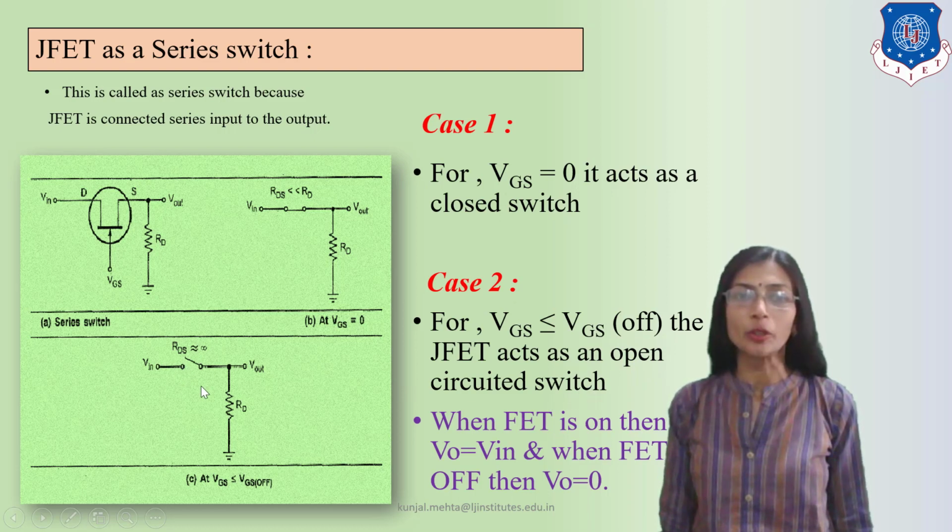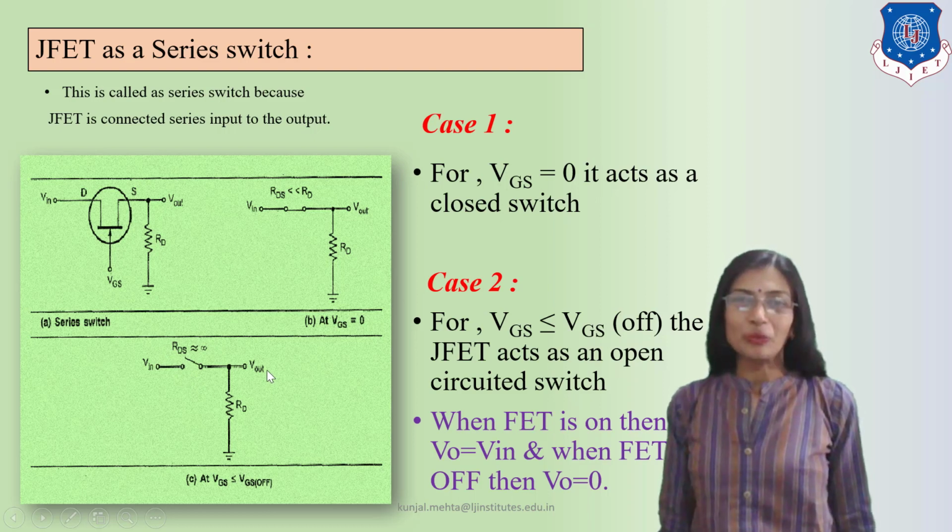If VGS is equal to pinch off voltage, then we will have this open switch, and when FET is on, then VO equals Vin, but when FET is off, that means VO equals 0. In series, if it is open, then output equals 0.